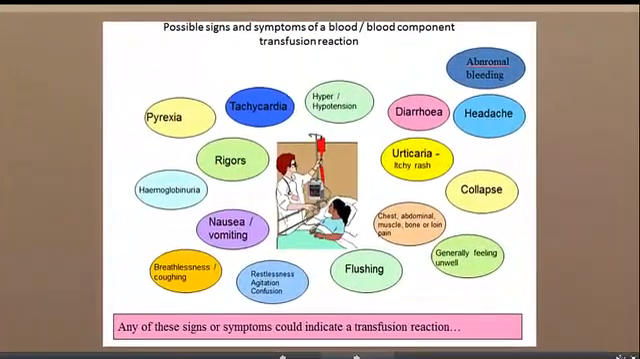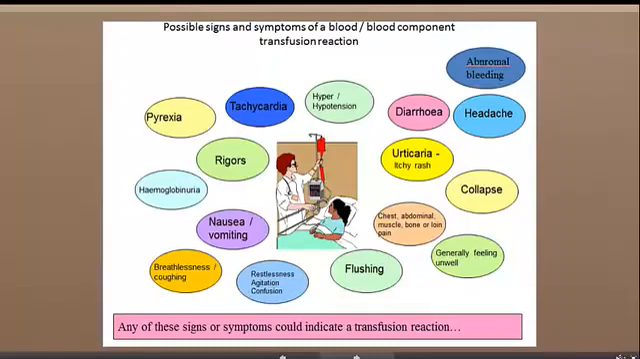Okay, what are the possible signs and symptoms of a blood or blood component transfusion reaction? This is very important for you, especially the nurses, because you are the first liners who are usually at the bedside of the patient most of the time. So you need to be aware that these are the possible signs and symptoms of a transfusion reaction.